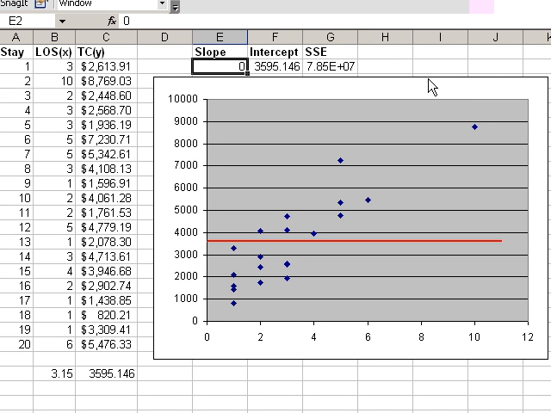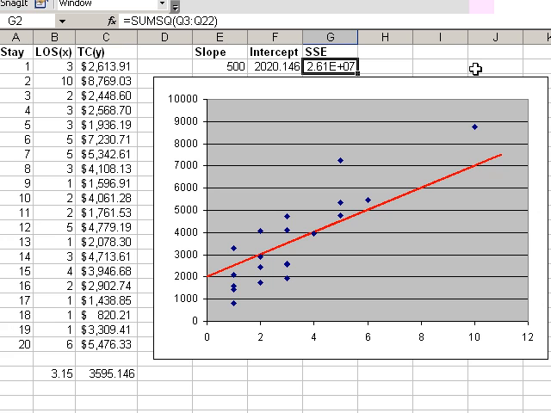What happens when we move the red line? Let's go back and move it to 500. This is obviously not a good fit, but we've reduced the sum of the squared errors to 26,100,000. Now if we increase this to the 800, which we felt was a good fit, we can see that we've reduced the sum of the squared errors to 17,400,000, or 1.7 e to the plus 07.